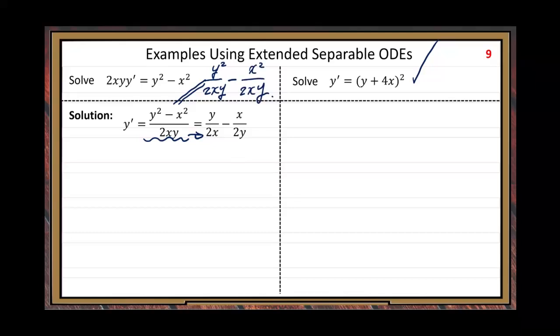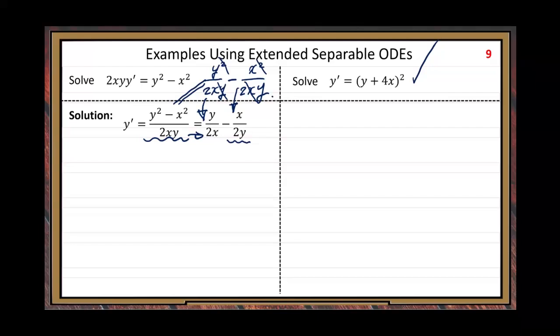Right? But for the first term, we can do cancellation, right? y can be canceled out. So you get y over 2x. But the second term, we can do cancellation on x. x cancels out. So we get x over 2y.